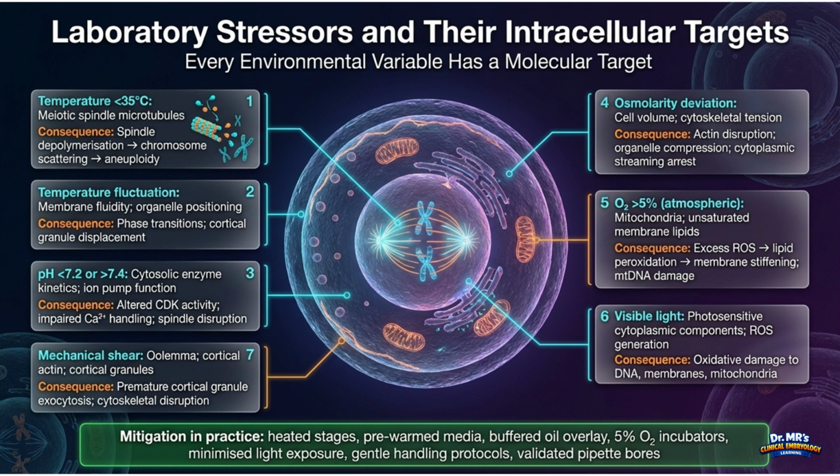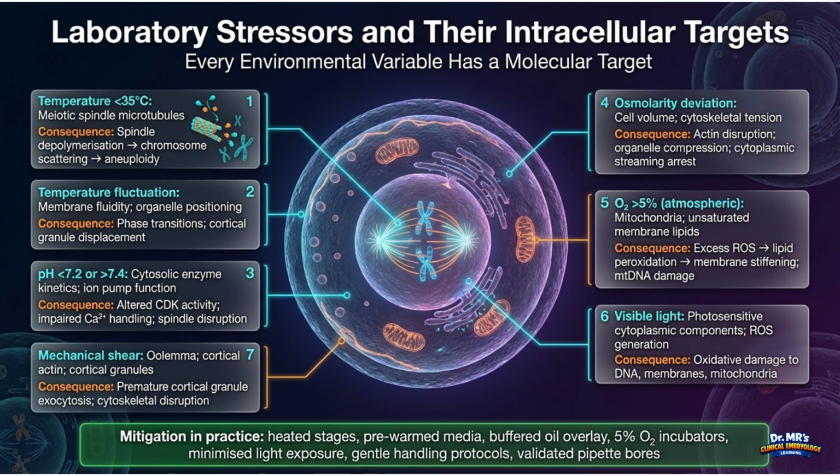We didn't mention the other ambient room hazard, visible light. If I'm working at the hood, just the normal microscopes and room lights, how much damage are they doing? Visible light causes photooxidation. It excites photosensitive molecules in the cytoplasm and in the culture media, like riboflavin and certain amino acids. Okay. When these molecules absorb light energy, they enter an excited triplet state and transfer that energy to oxygen, creating singlet oxygen, which is a highly reactive ROS.